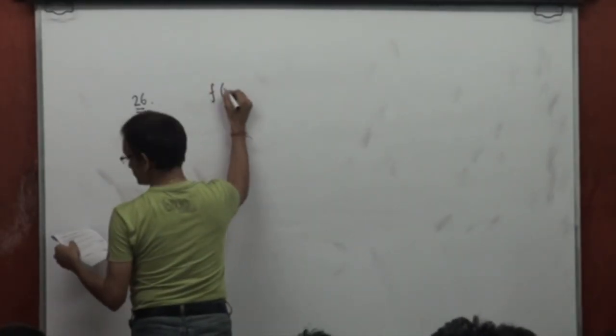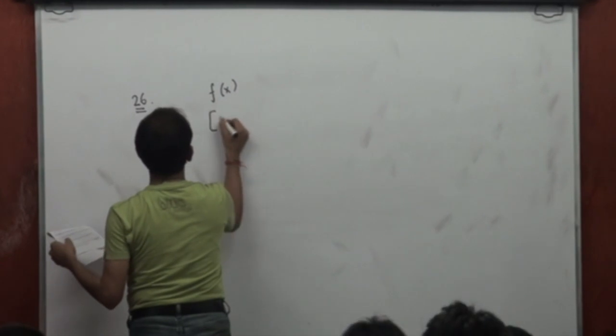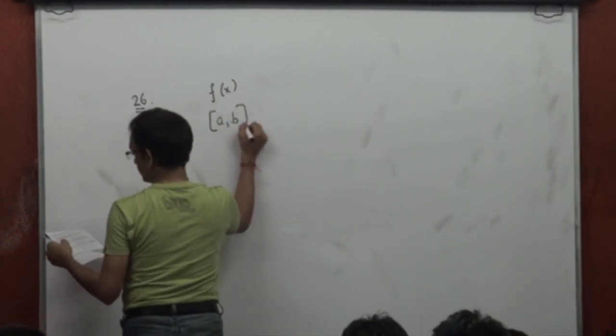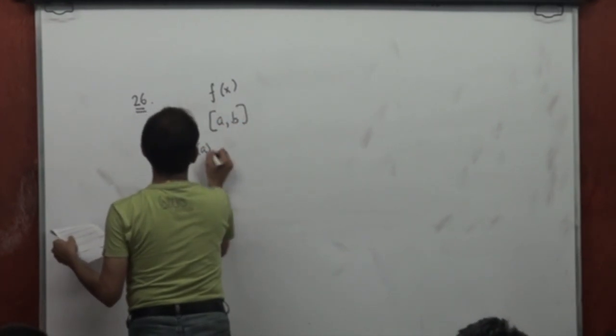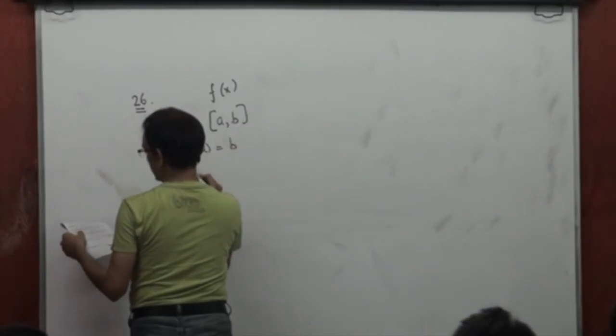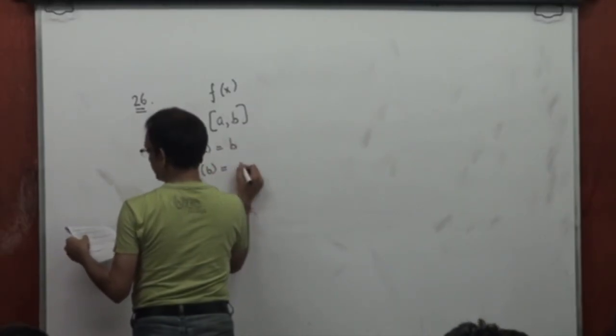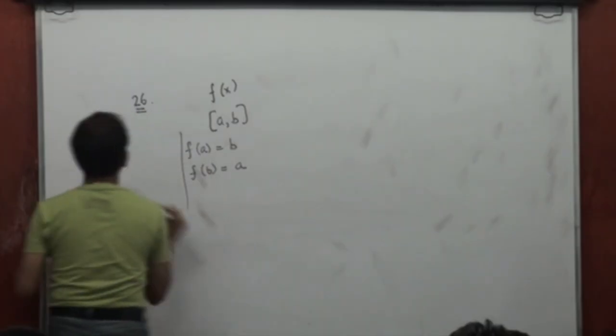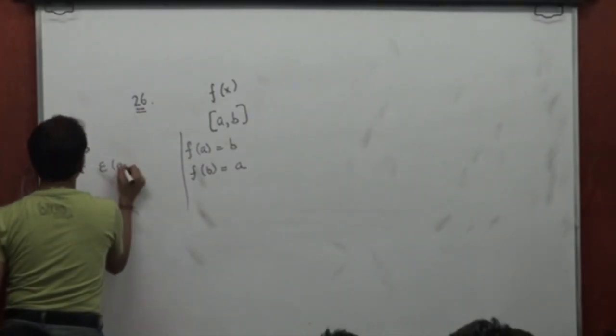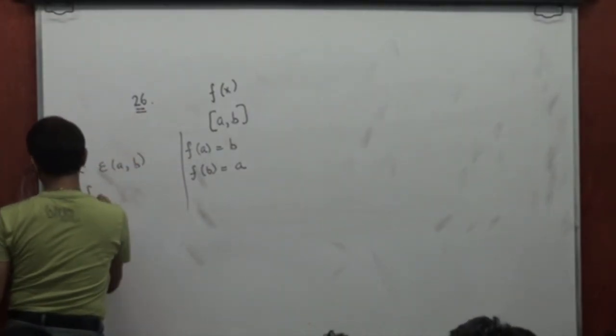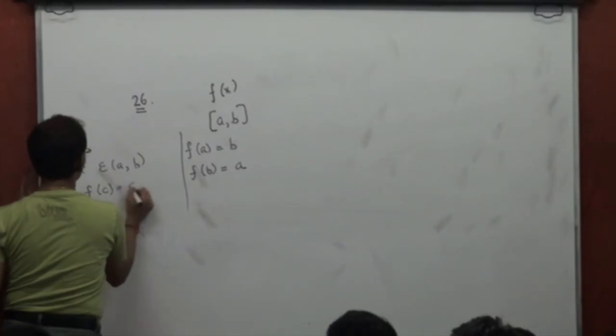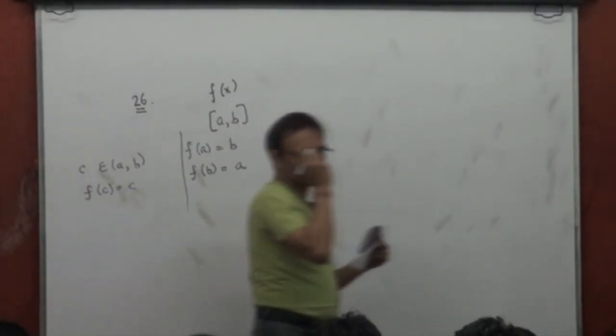f(x) is continuous in the interval a to b, and f(a) is b, and f(b) is a. We have to show that there exists at least one c belonging to a to b for which f(c) becomes equal to c.